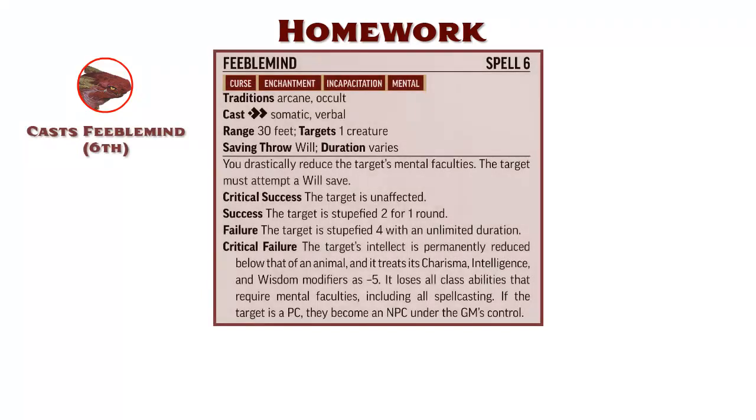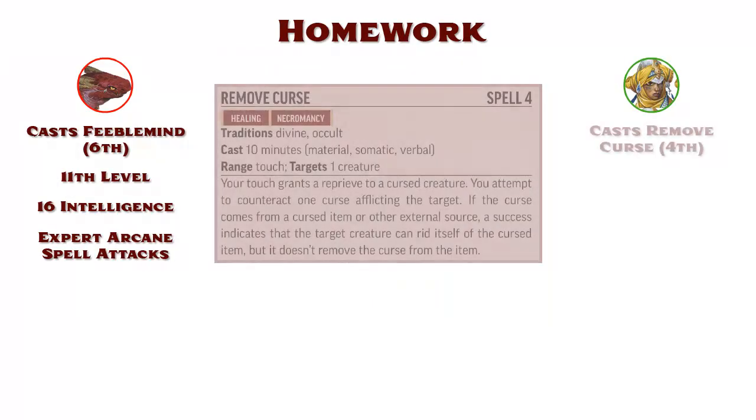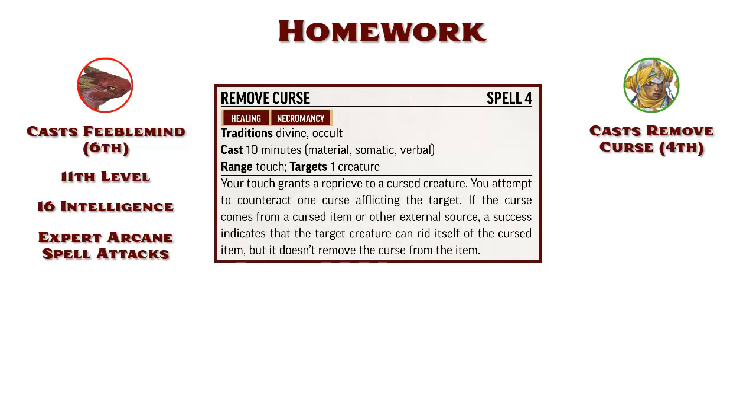While battling a kobold wizard, Maurizio falls victim to the Feeble Mind spell. It was cast using a 6th level spell slot. The kobold who cast it is 11th level, has an intelligence score of 16, and expert proficiency with arcane spell attacks. Kyra attempts to counteract the effects of Feeble Mind by casting Remove Curse on Maurizio.